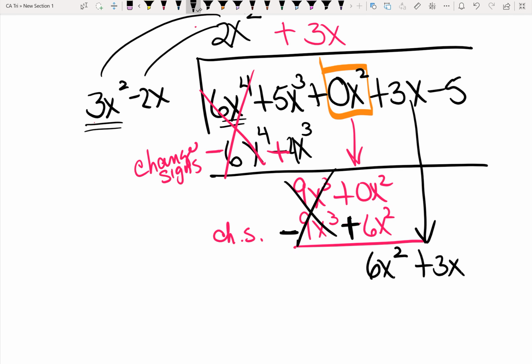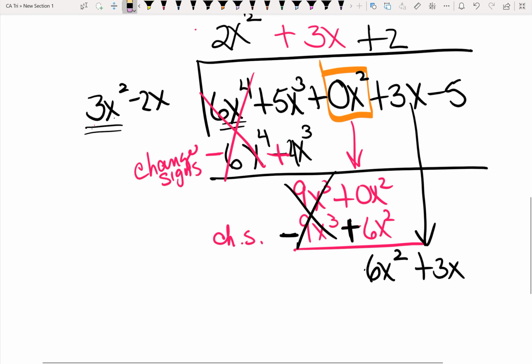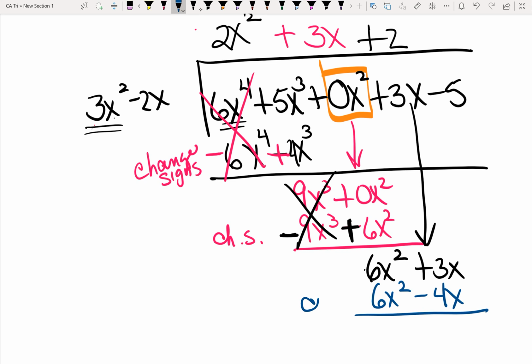Repeat the process. So obviously, what times 3x squared gives me 6x squared is going to be a plus 2. So I'll redistribute that. I'll distribute that back. So now I have, once I distribute the 2 times 3x squared, I get 6x squared, this will become minus 4x. Alright, and so we change the signs again. So this becomes negative, this becomes positive. I'm left with 7x, drop the 5, and this is a negative 5.